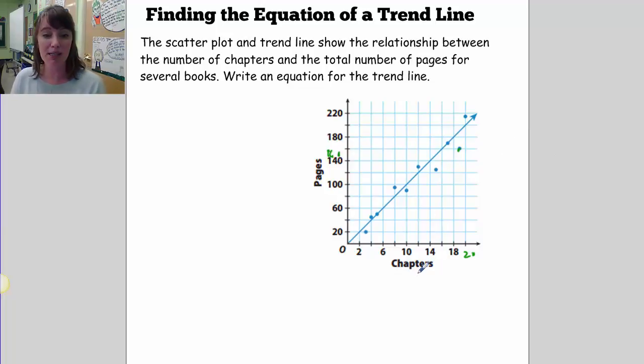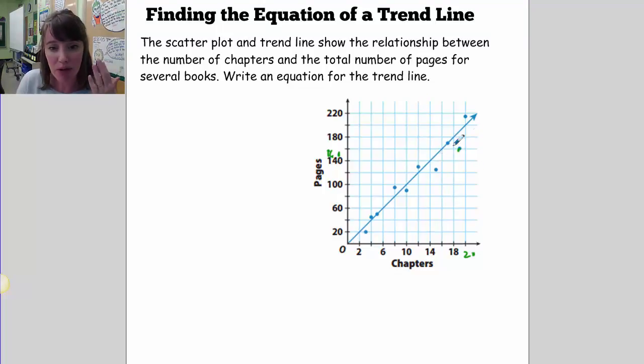Okay, so we would expect as the chapters increase that the pages also increase. So this shows a positive relationship between chapters and pages. That makes sense. The more chapters a book has, the more pages it's bound to have, right? So it's a positive association.